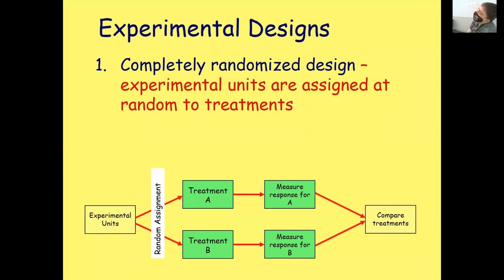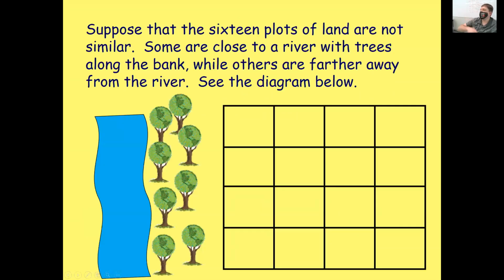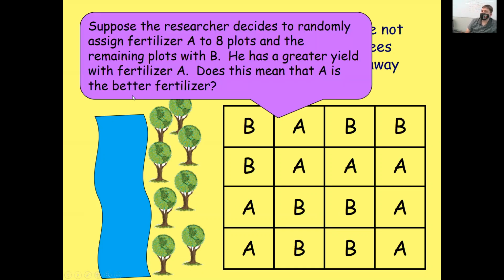So instead of being lazy farmer Joe and putting all the A's on the left side and all the B's on the right side, basically all I'm going to do is randomly assign it. So I'm going to number my plots of land probably 1 through 16 or something like that. And then say, okay, plot number 1, you get A. Plot number 2, you get B, and just keep going, right? Until I've got 8 of each. So they are going to be divided equally, but not necessarily where the treatment goes. So there's my random assignment. So I decide to randomly fertilize 8 plots with A and the remaining plots with B.